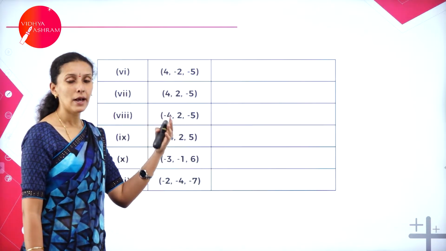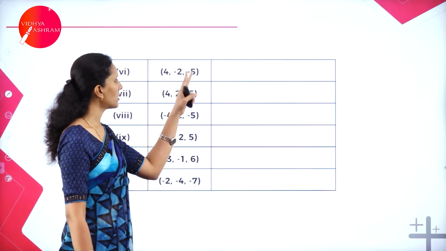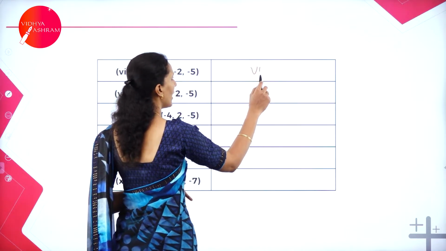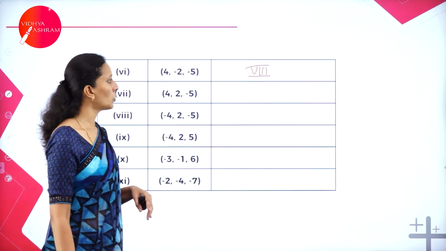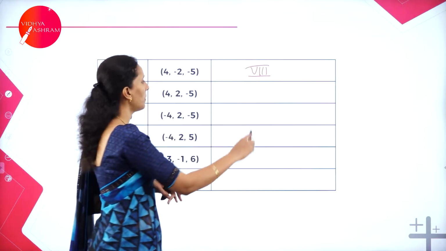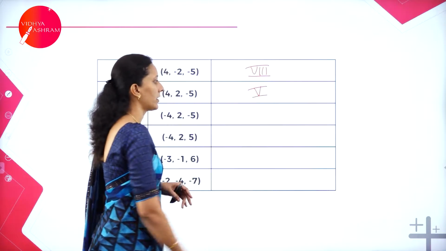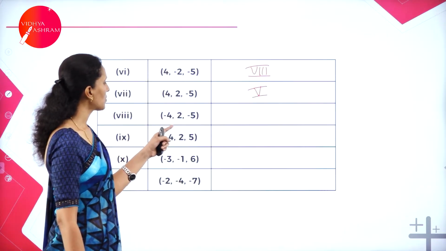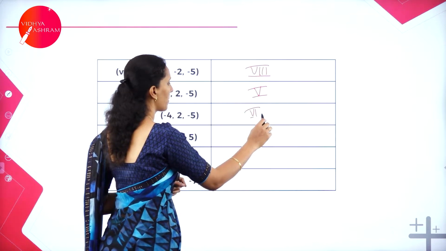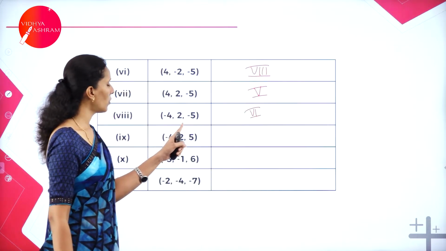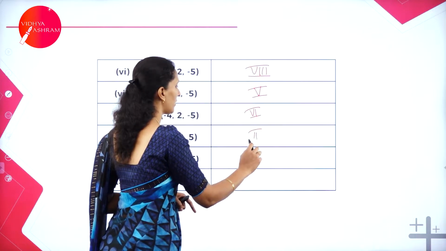Next we have 4, -2, -5. Plus, minus, minus. So we have x positive, the other two are negative. It belongs to the 8th octant. Next we have 4, 2, -5. So it belongs to the 5th octant. Next we have -4, 2, -5, 6th octant. We have -4, 2, 5, 2nd octant.